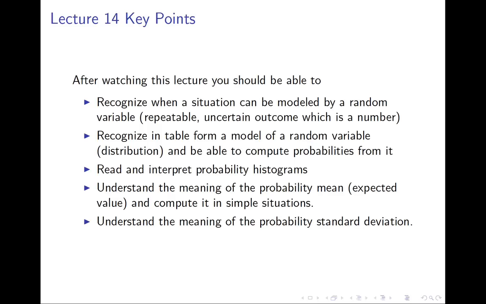Okay, here are the key points you should know from Lecture 14. You should recognize when a situation can be modeled by a random variable. It has to be a repeatable procedure with uncertain outcome, and the outcome is a number. You should be able to recognize in table form a model of a random variable, so that's a distribution, and be able to compute probabilities from it. You should also be able to check that it is a distribution, that is, probabilities are between 0 and 1, and they add up to 1.